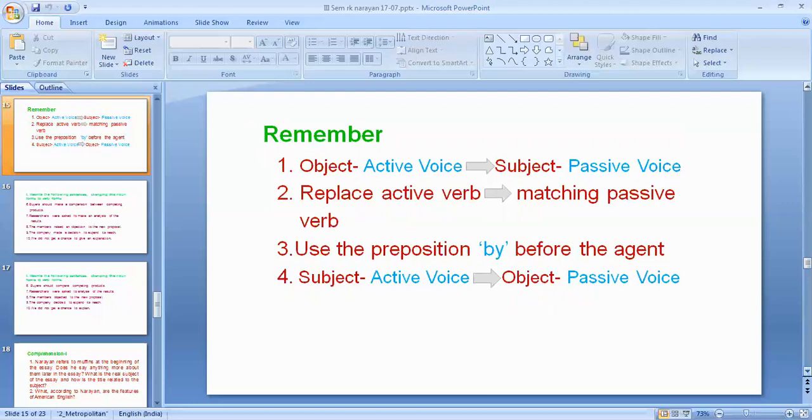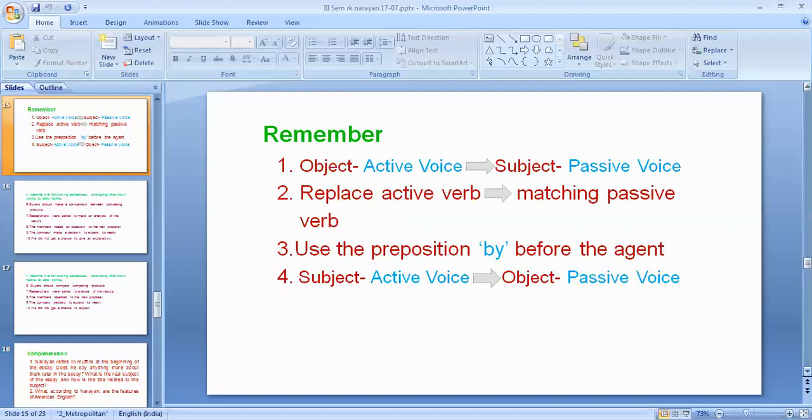So the quality does not change. The receiver is the same receiver of the action, but the receiver of the action is the object in active voice, and it becomes the subject of the passive voice. So we convert the object of active voice into the subject of the passive voice. That is the first one. And the second rule that we have to remember is to replace the active verb with the matching passive verb.